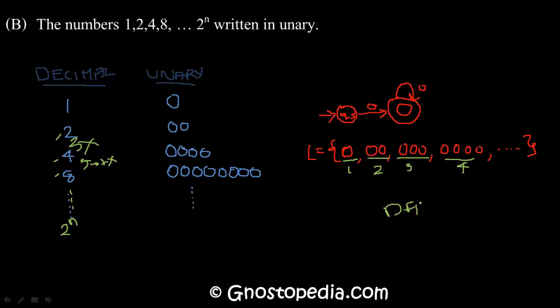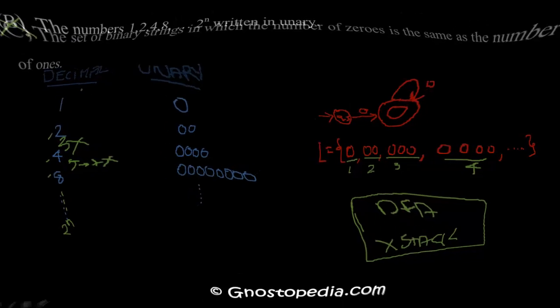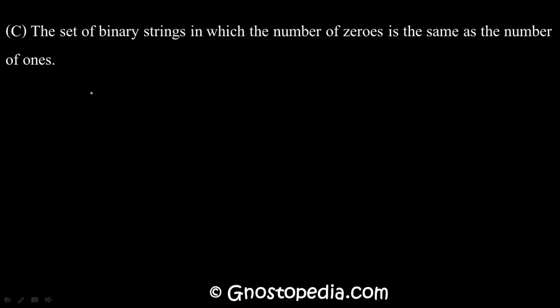However, since a DFA has no stack in the machine, it is not possible to calculate how many zeros are present, and hence this cannot be the answer and B is wrong. The third question: the set of binary strings in which the number of zeros is the same as the number of ones. How do you tackle this question?